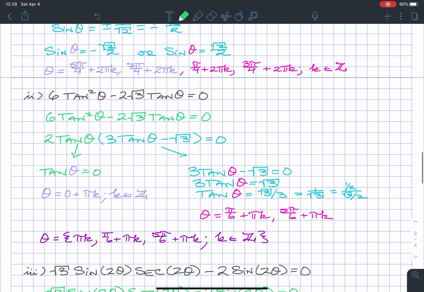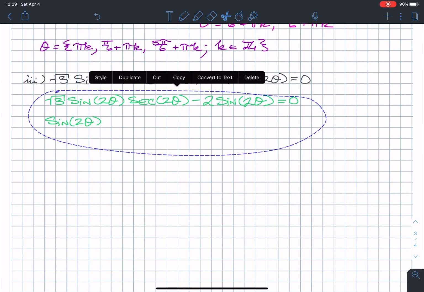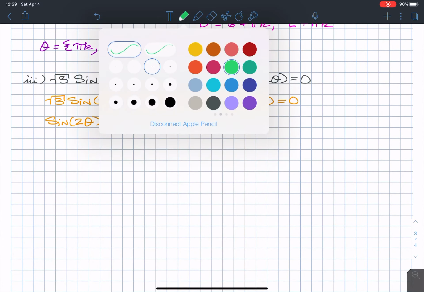Did I leave a space in between? I did. Let me leave a space in between here. And you know what? I'm going to use, no, that's okay. I'll use orange this time. I used green last time, and that's going to upset me. Okay, so let's use orange.